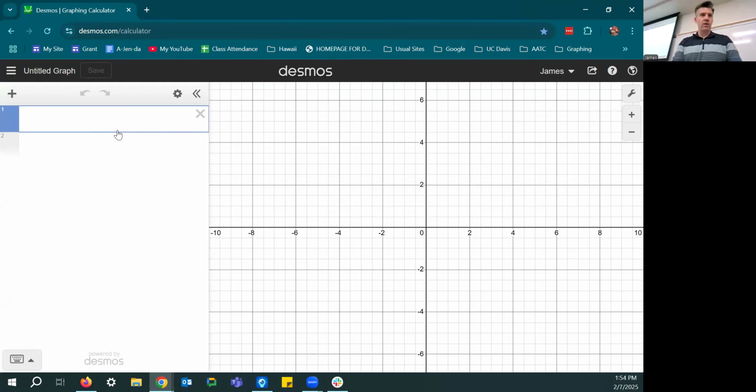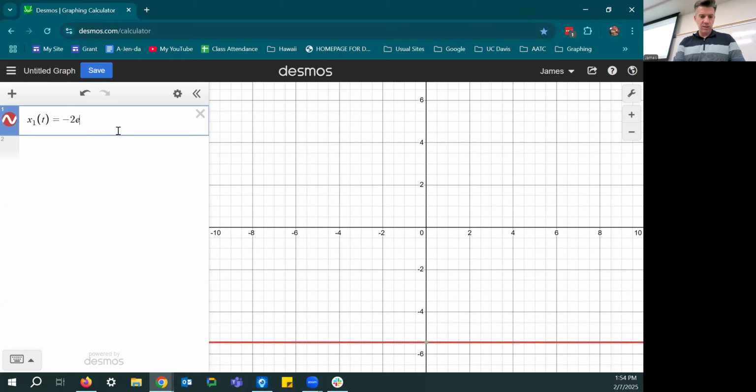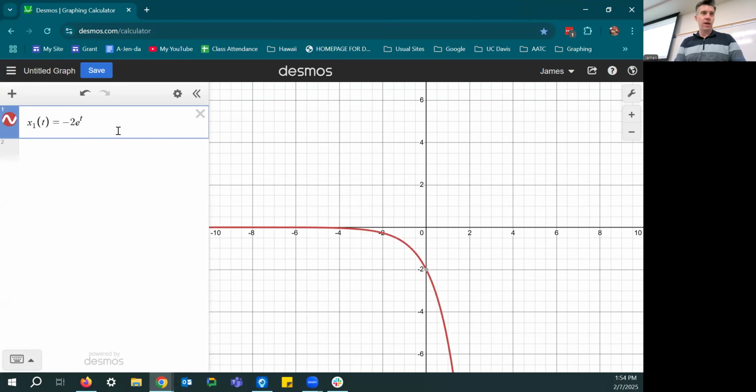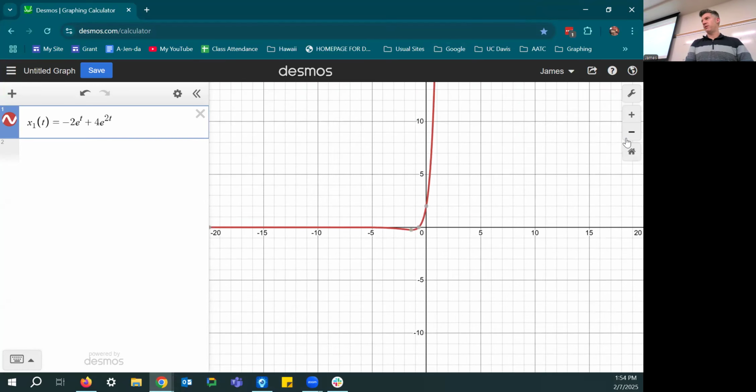So I wonder if I can call it x1. Let's see what happens if I do this. x1 of t. Not that you really have to call it that. Let's say that's equal to negative 2 e to the t plus 4 e to the 2t. Cool, it works. And not surprisingly, it gets larger and larger as you go from left to right. Kind of ridiculously big, right? Which is what exponential functions do. They just get really, really big.